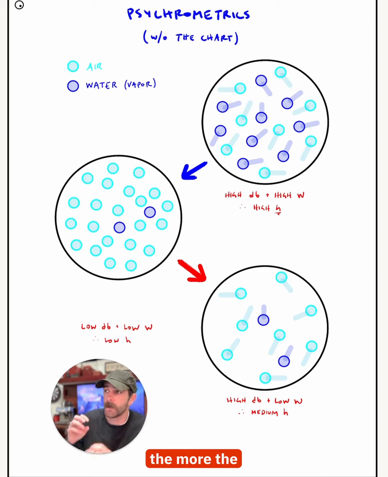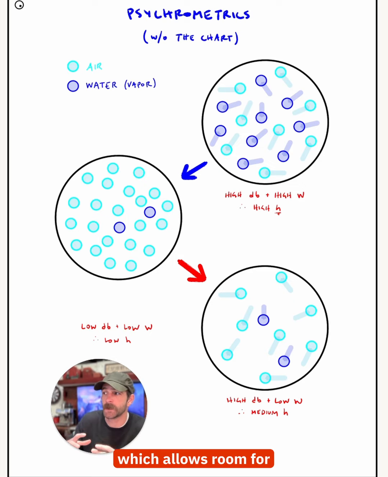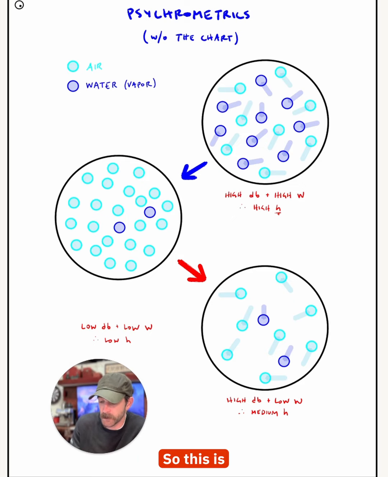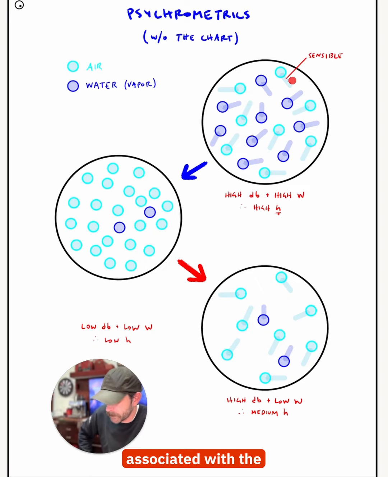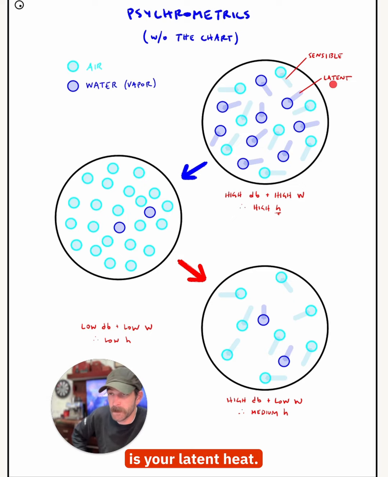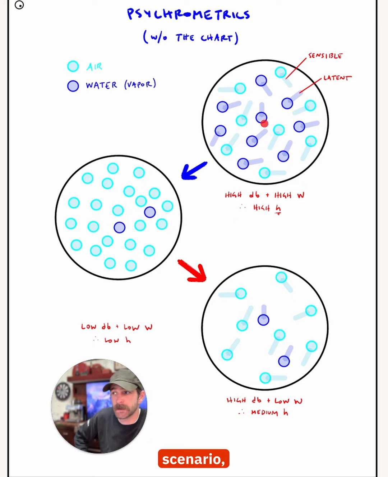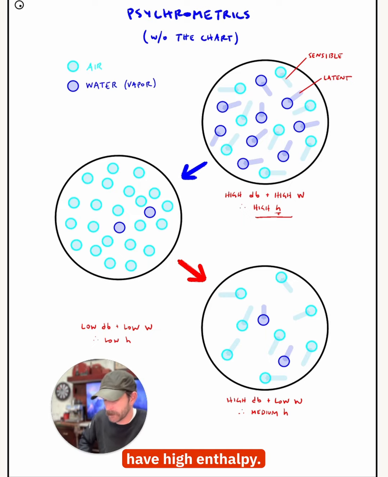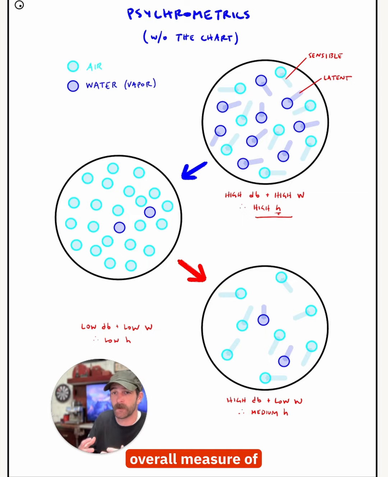And for air, the more the particles are spread out, which allows room for water vapor to be stored in the air. So what we're seeing here is a bunch of fast-moving air particles mixed with a lot of water vapor. So this is a high humidity scenario and a high temperature scenario. The energy associated with the air particles is going to be your sensible heat, and the energy in your water particles is your latent heat. So what we have here is a high sensible, high latent scenario, which means we have high enthalpy. Enthalpy is just the overall measure of energy in the air.